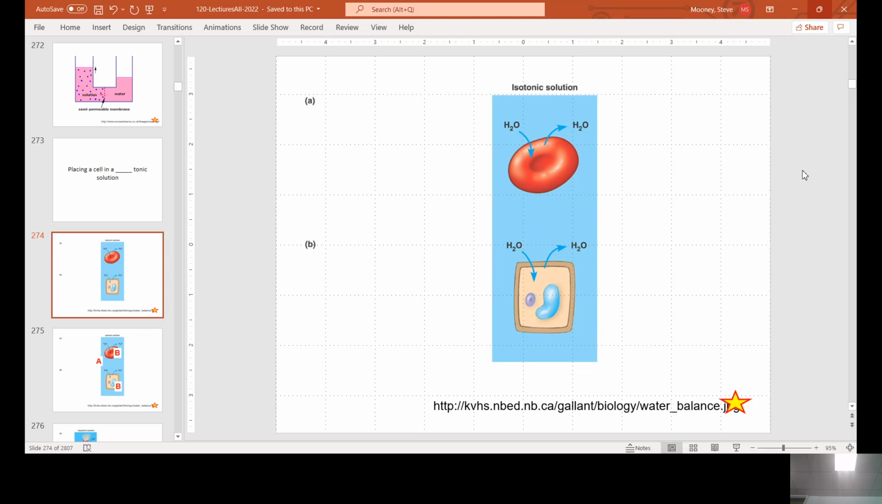So we're looking at a red blood cell. Then we have a plant cell. And then we have the cell wall around the outside. The cell wall is that, for those of you who took nutrition, that NDF cell wall, a rigid structure. Whereas our animal cell, our red blood cell at the top, does not have that.